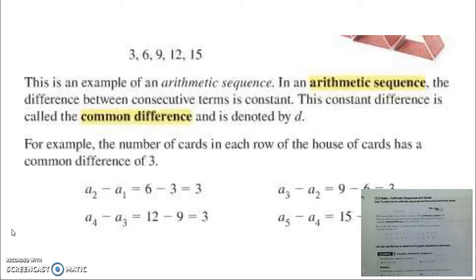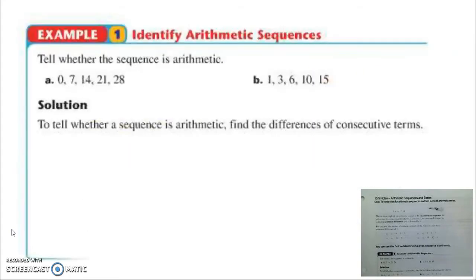So in this particular example, if I took term 2 minus term 1, 6 minus 3 would be 3. If I took term 3 minus term 2, 9 minus 6 would be 3. Term 4 minus term 3, 12 minus 9 is 3. So each time I subtract, I get the same difference. That tells me that it's an arithmetic sequence. So let's look at a couple of examples. We can use that fact to determine if a sequence is arithmetic or not.